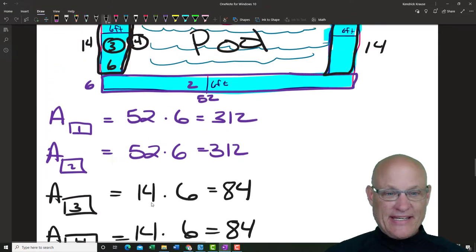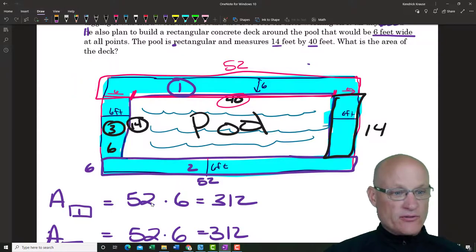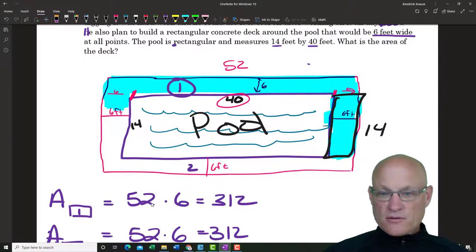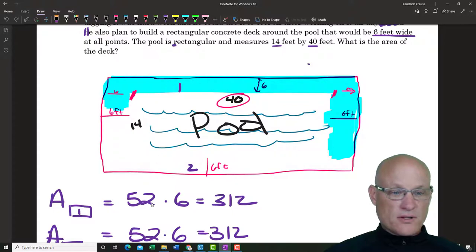There's an actual easier way to do the problem. So I'm going to try to erase some of this. Ugh, lost my pool.